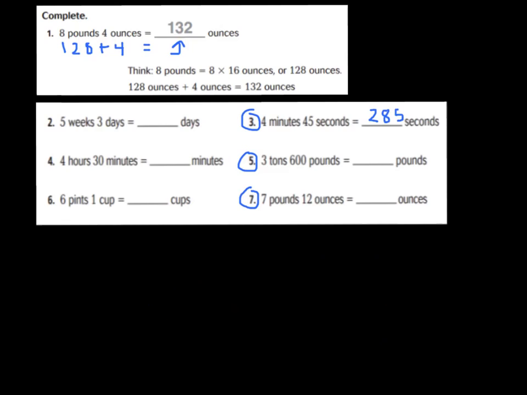Okay, for number 5, you should have done that there are 2,000 pounds per ton. So if you have 3 tons times 2,000 plus your 600 pounds, that will give you the answer for how many pounds. So I'm going to go ahead and multiply.